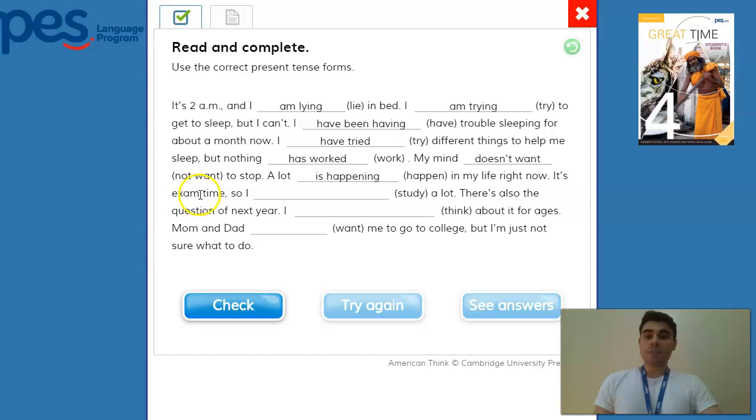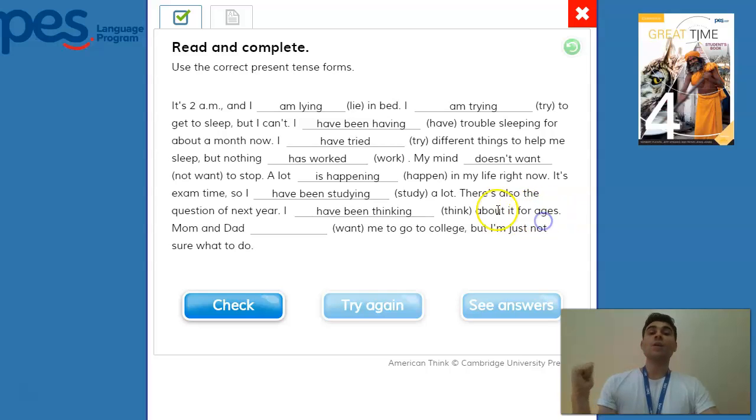It's exam time, so I have been studying a lot. And also, there is also the question of next year. I have been thinking about it for ages. Why I have been thinking? Because she started thinking about it for ages.